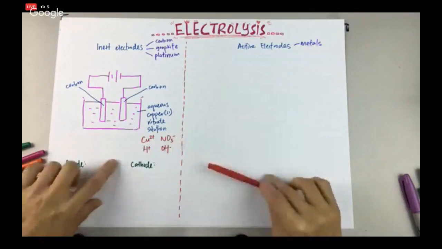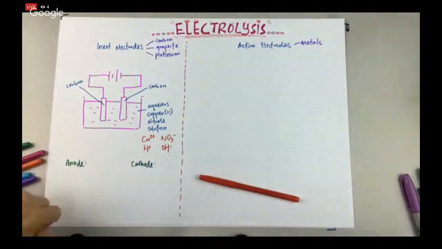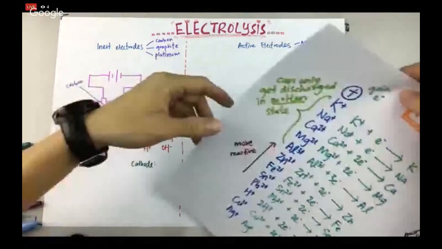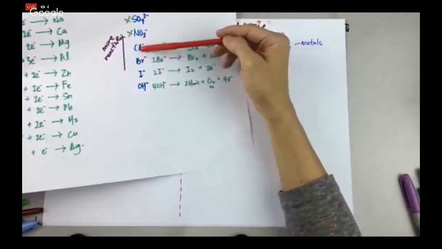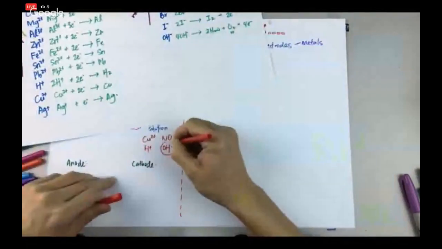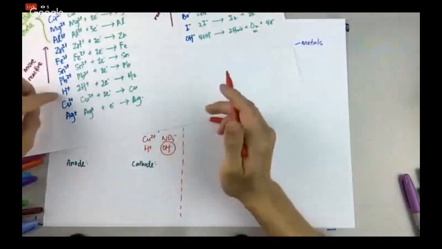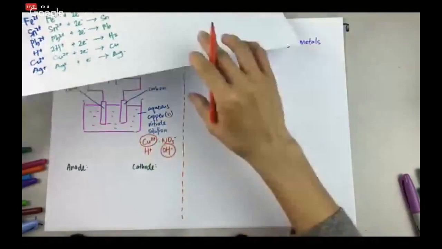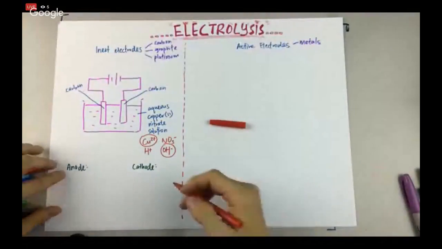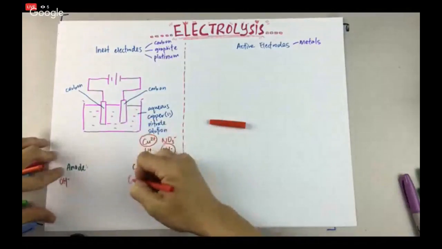Nitrate and hydroxide: which one is lower? Hydroxide, isn't it? Therefore, hydroxide will be discharged. Copper and hydrogen: which one is lower? Copper is lower, therefore copper will be discharged. The anode attracts negative ions, so hydroxide is discharged at the anode. The cathode will be copper. When hydroxide is discharged, here is the half equation. The cathode gains electrons to form copper.